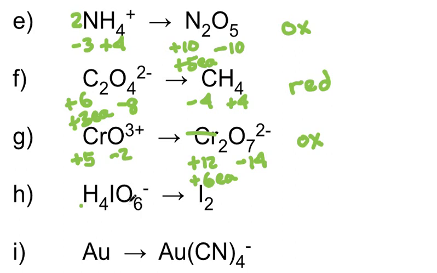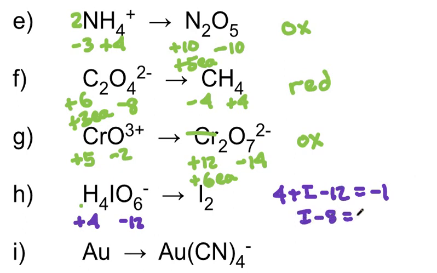This complicated thing, we have 6 oxygens, that's a total of -12. 4 hydrogens, that's a total of +4. And our total is only -1, so we have 4 plus whatever I is, -12 is coming out to -1. 4 minus 12 is -8. I minus 8 equals -1. Add 8 to each side. I equals 7. So our iodine is +7 on the left side of this.